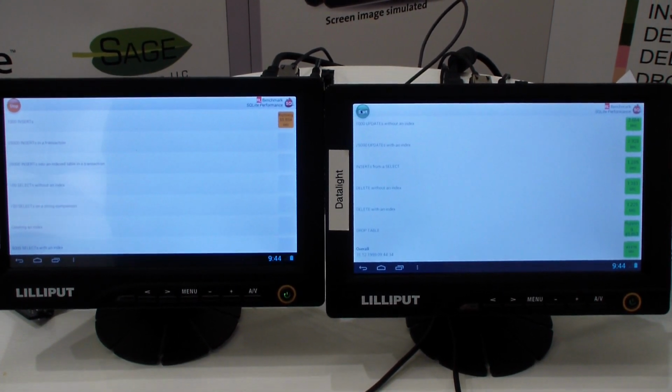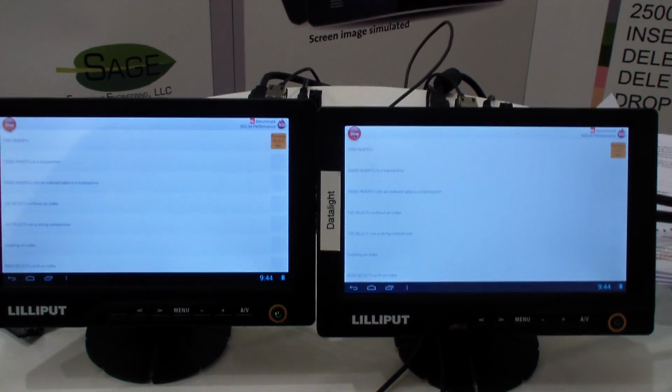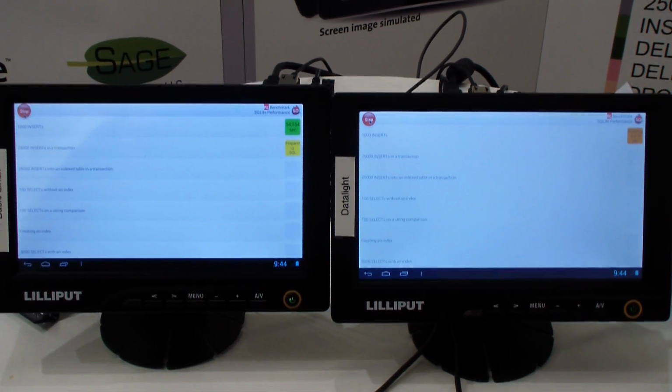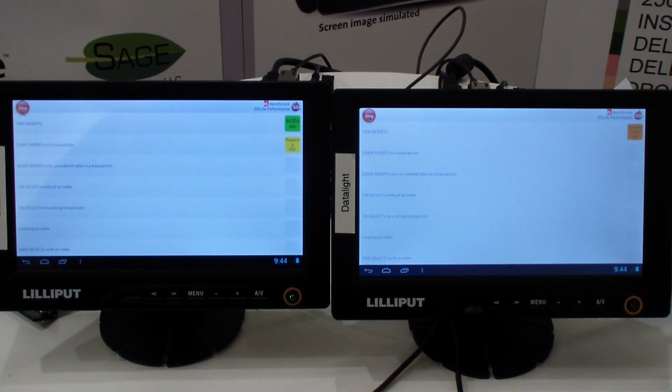And the Datalight system is done at 43 seconds. Let's see if we have time to run it again while the basic Android system is still finishing its first lap.